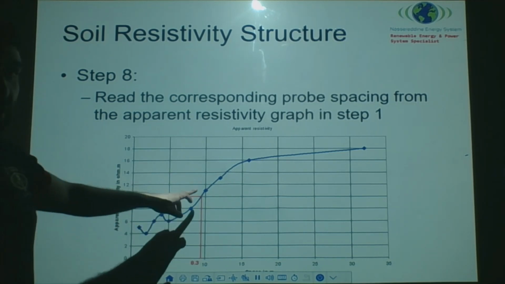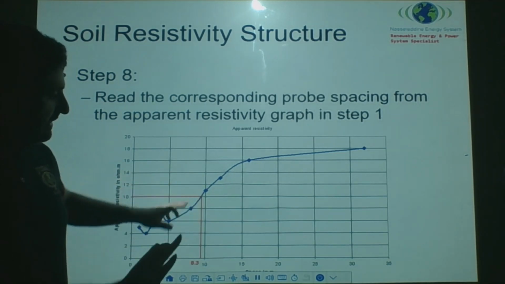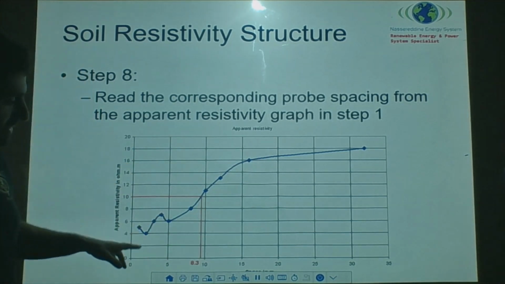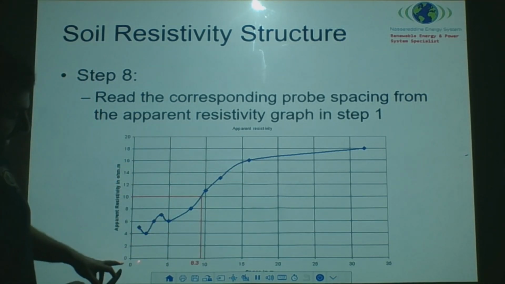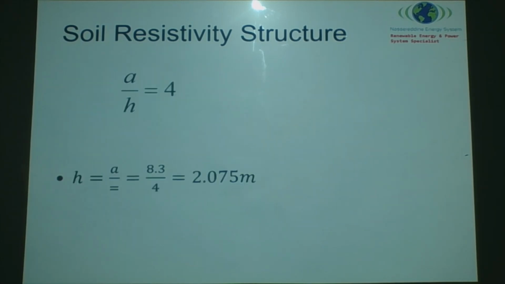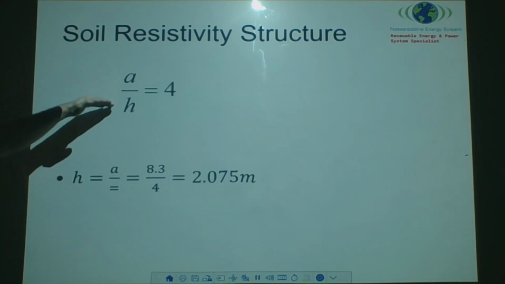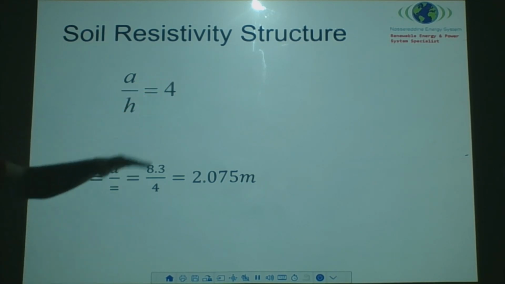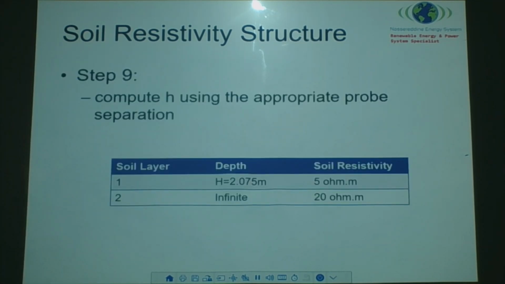I go back and check where this intersects with my measurements. I found A. Remember, this is A. And then, after I intercept with this one, I go back. I have A over H is equal to 4. From the Sunday graph, I can now find H is 2.075. And then I can finalize my table.